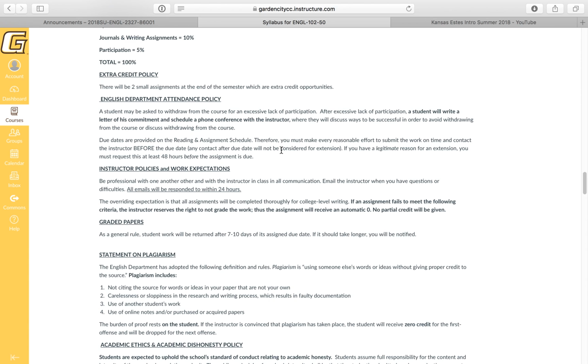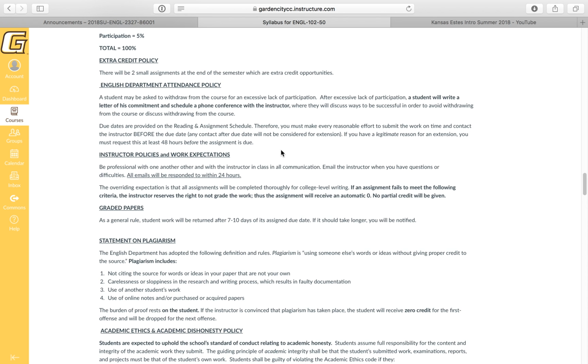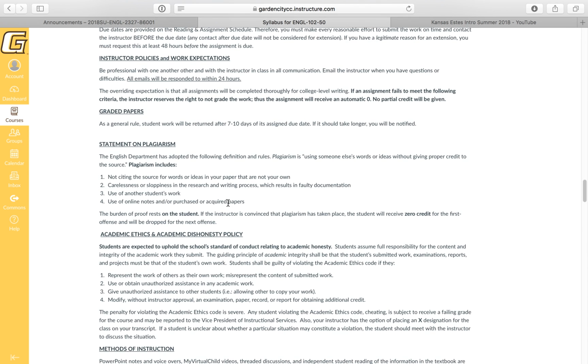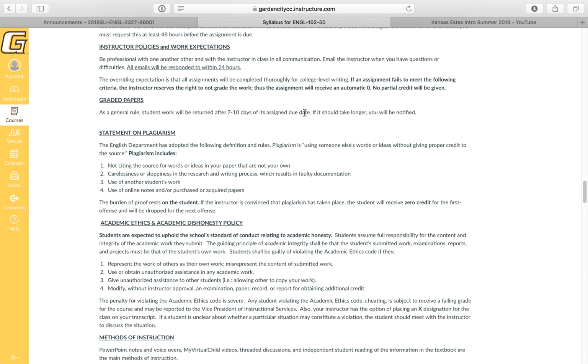Essentially, the department has an attendance policy that you must participate in the course as part of your attendance. So you guys can read that if you need that. Again, as I said, all emails will be responded to in 24 hours, and make sure that your work is meeting the criteria of college level work. In general, I will get things back to you if they are major assignments within 2 weeks. Otherwise, it'll be a lot faster.